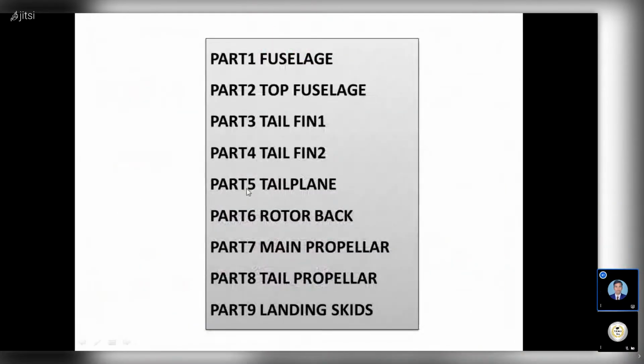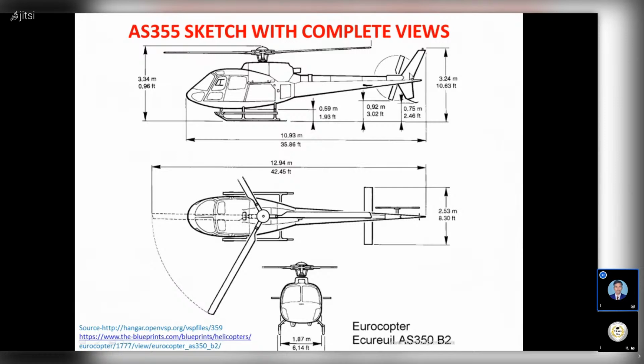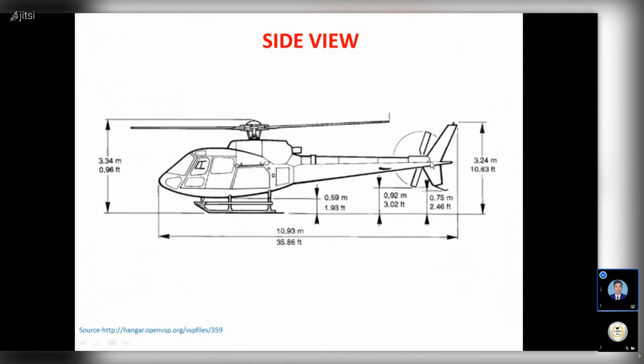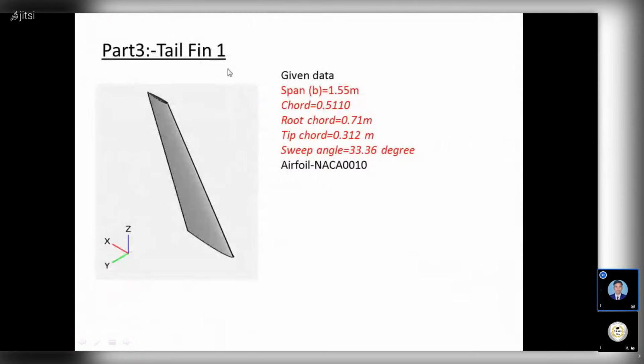That is our tail plane. So here we have the tail plane, and this is our tail fin 1, and 2. With respect to that, whatever dimensions are needed for tail fin 1 and 2, I have clearly mentioned in this slide. Tail fin 1: span, chord, root chord, tip chord, sweep angle, and the aerofoil which has to be used for this case. That is the tail fin.